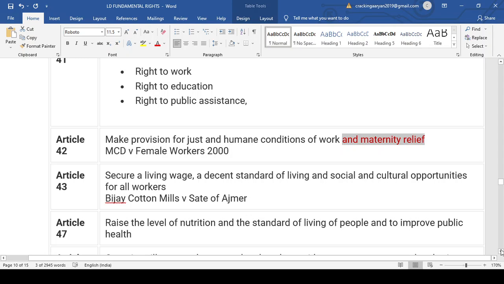Now it was held in the case of MCD versus Female Workers. Okay, it was held in the MCD versus Female Workers 2000 case of the Supreme Court.